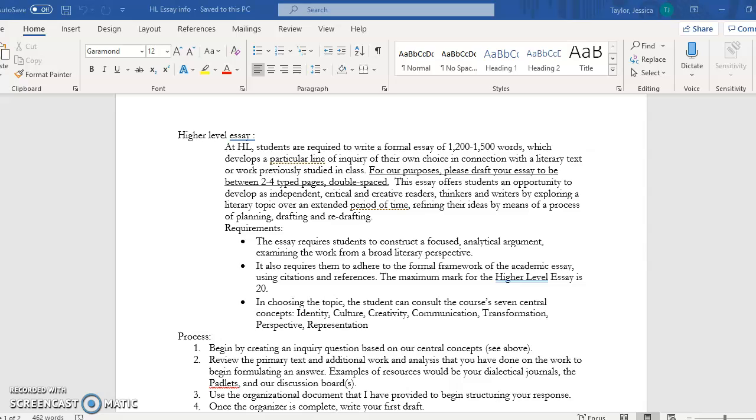That is your own choice. You can find a topic that you're interested in and connect it to the literary work that you've studied. So a lot of times students will use things like particular lenses or global issues or some of the key concepts that we talk about and look at in IB.